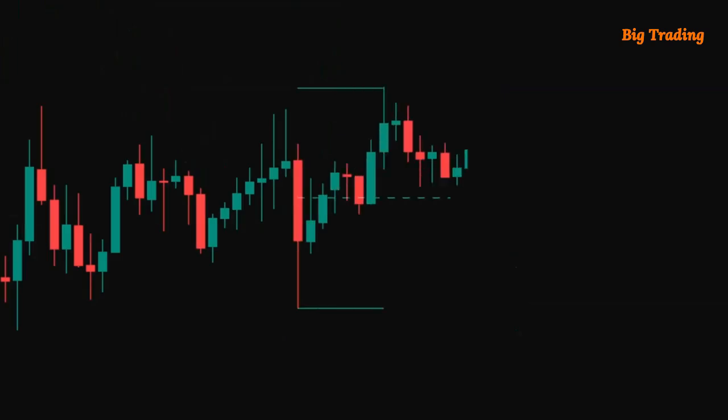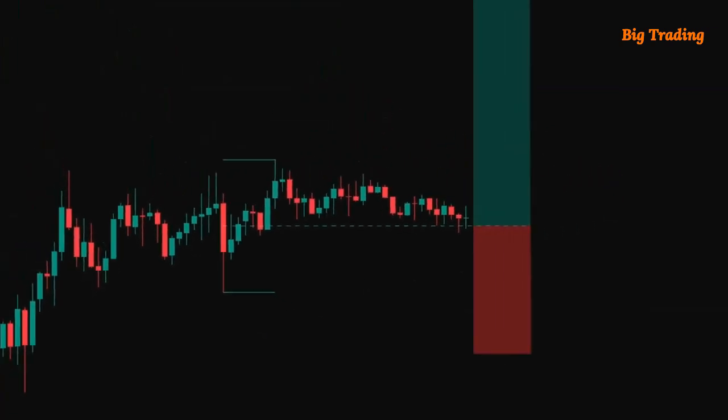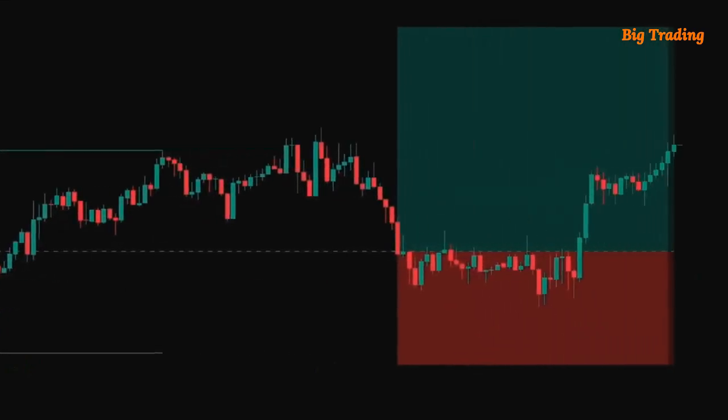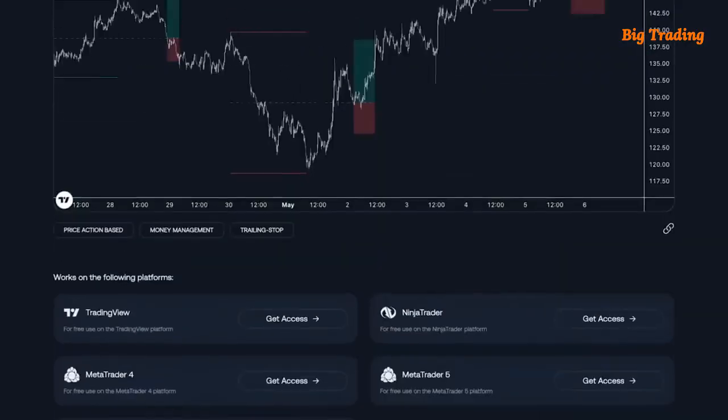This indicator doesn't just detect ranges, it clearly plots entry points, take profit, and stop loss levels for you, all in real time. And the best part? We're giving it away completely free.